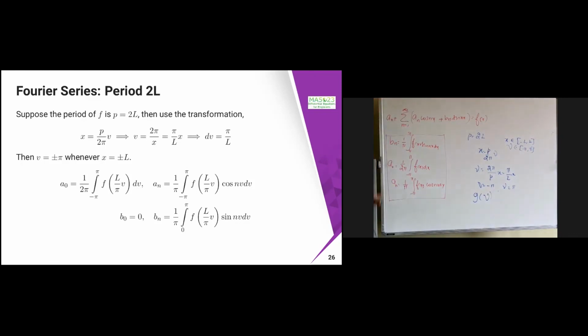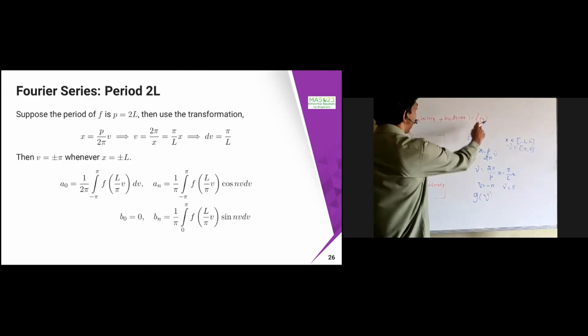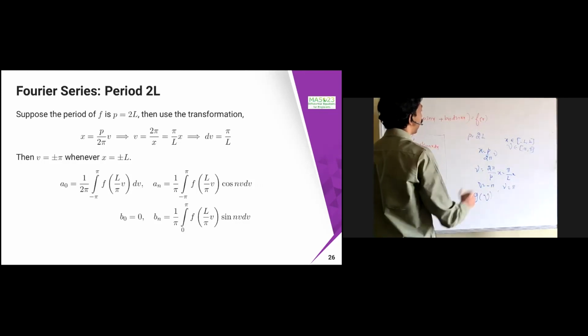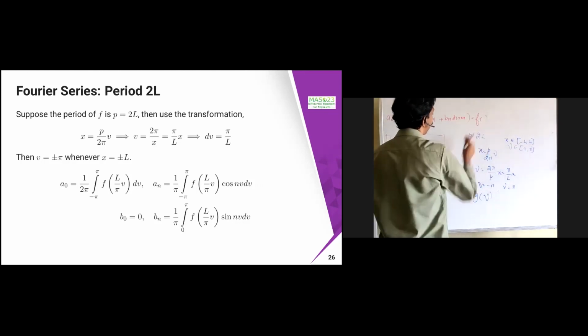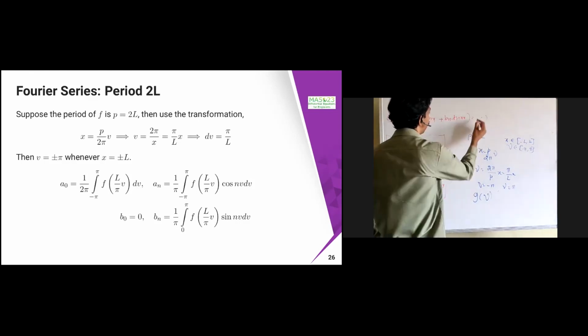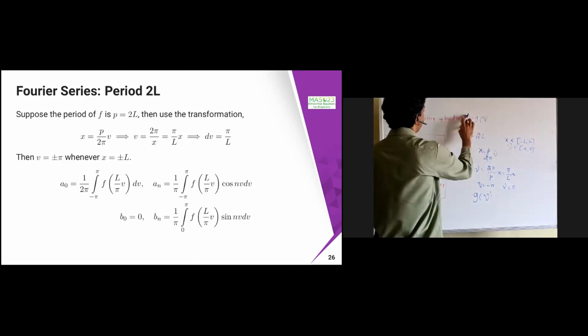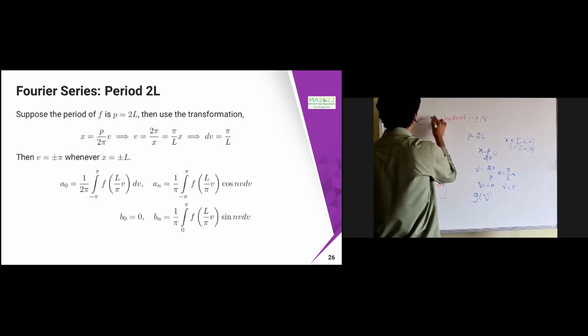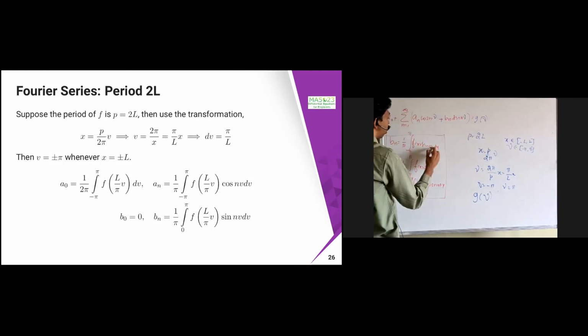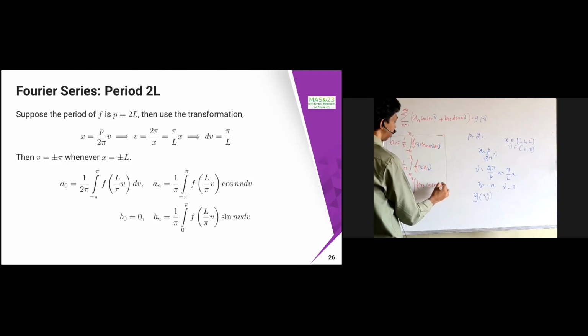In that case, I can represent the Fourier series for g of nu. Wherever I have x, I replace it with nu. Nu or v, whatever you call it.